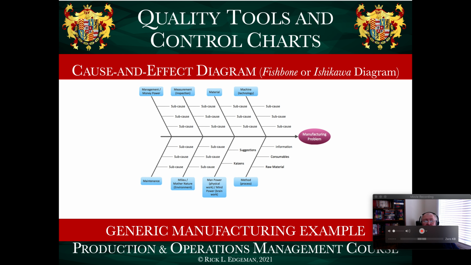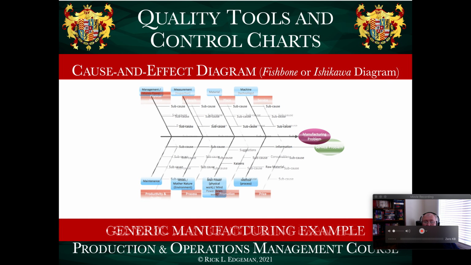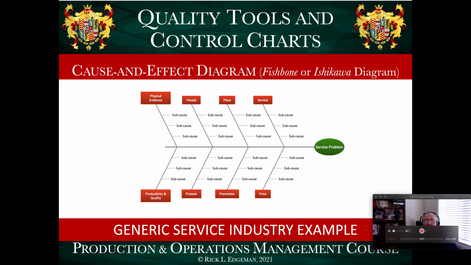So cause and effect diagram, here's an example. This is one where you're sitting in manufacturing. Well, in manufacturing, we often have more categories or different categories, and you can see what those are in this one. Similarly, if you're talking about service industry applications, you might be dealing with things like this particular cause and effect diagram or Ishikawa diagram.